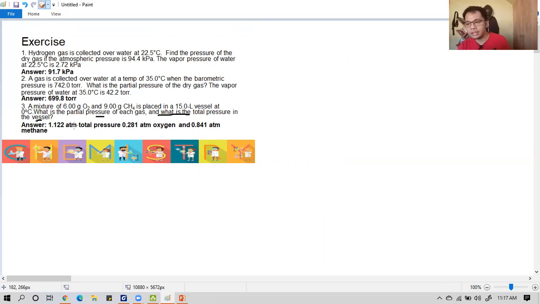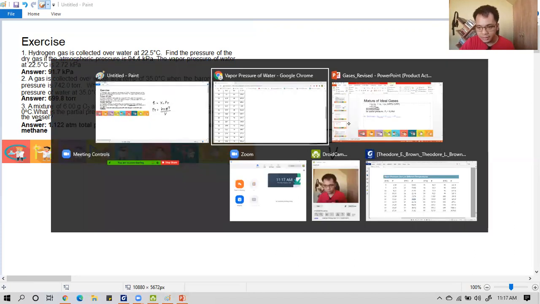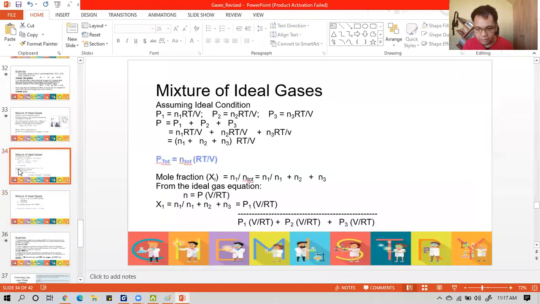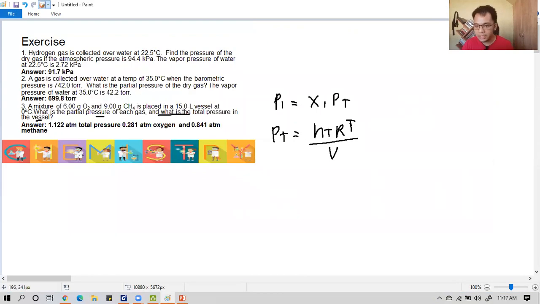So ang derivations natin kanina, di ba? We have the P gas 1 is equals to mole fraction of 1 times the total pressure. Tama. And then nag-derive din tayo kanina that the total pressure is equals to total moles NT all over RT over V. Tama. If you could recall, kung nagkaroon kayo screenshot kanina, yan yung mga equations na na-derive natin na sobrang haba. Yan yung gagamitin natin dyan.